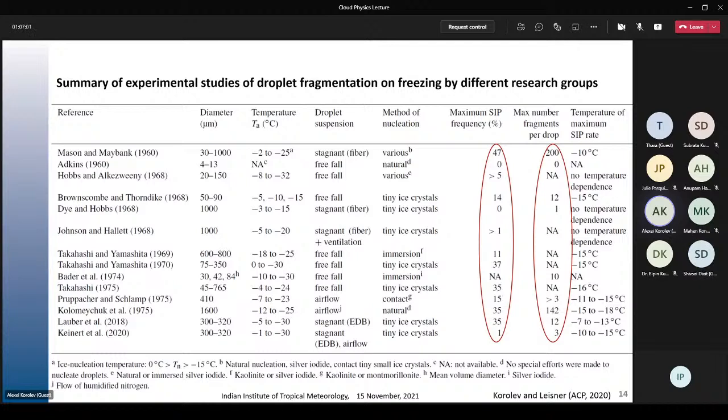Here is a summary of experimental studies of droplet fragmentation during freezing. What is striking is that there were a number of different studies made over a big period of time, but there is a big discrepancy. These red ellipses indicate the difference in maximum frequency of shattering of droplets, in percent. So you can see a big difference. It varies from 0%, for example, Jim Dye and Peter Hobbs did not observe any shattering or fragmentation at all. And various others, like Mason and Maybank, whose work was criticized for high concentration of CO2 inside the droplet, which facilitates shattering. So it's quite a big diversity of the results.